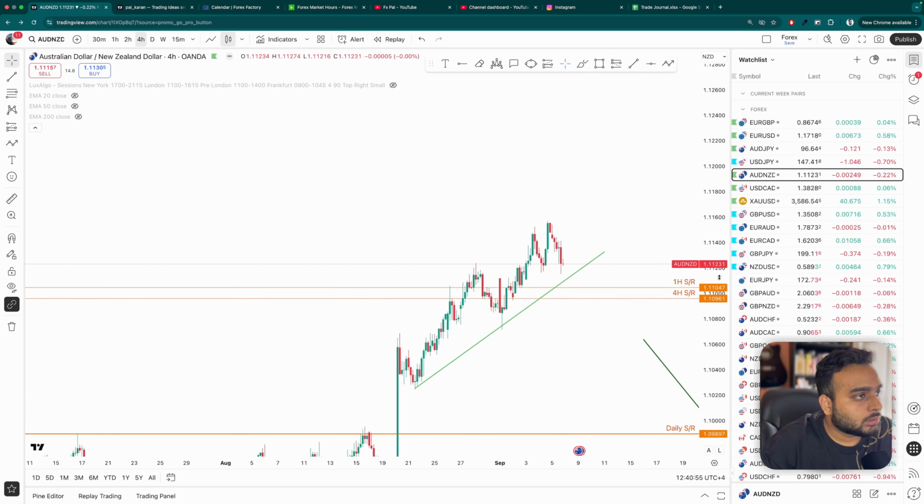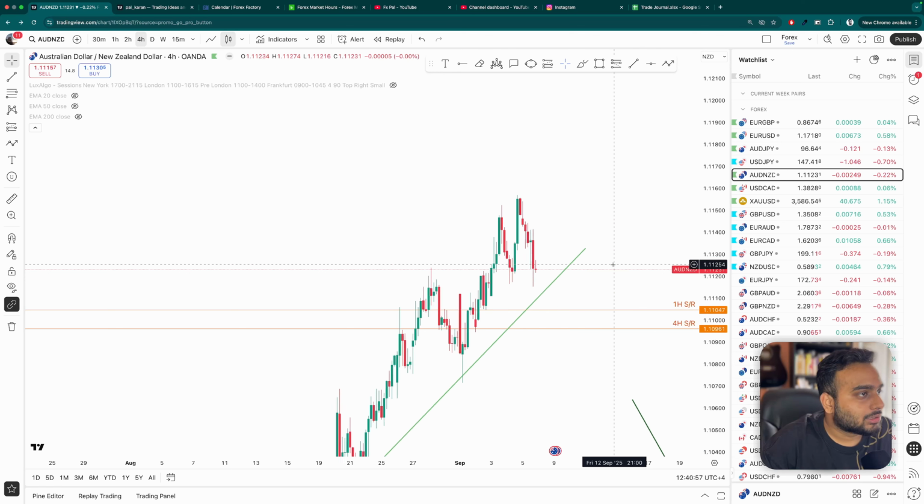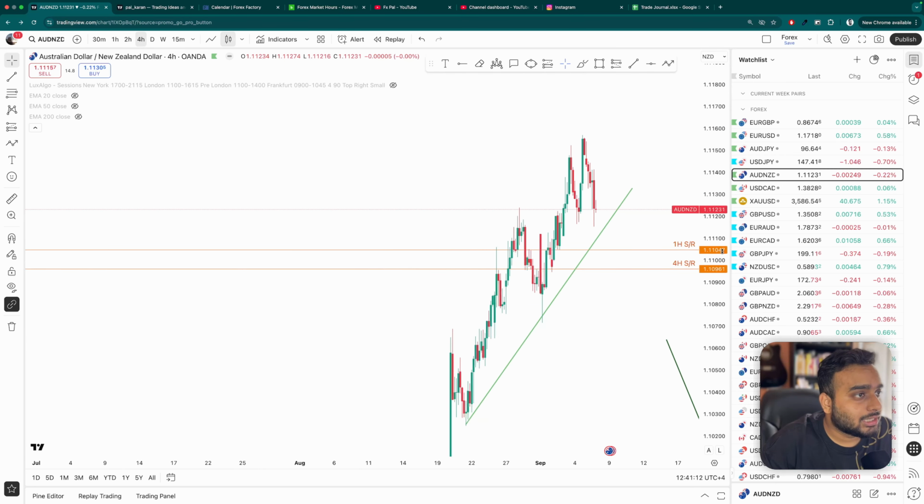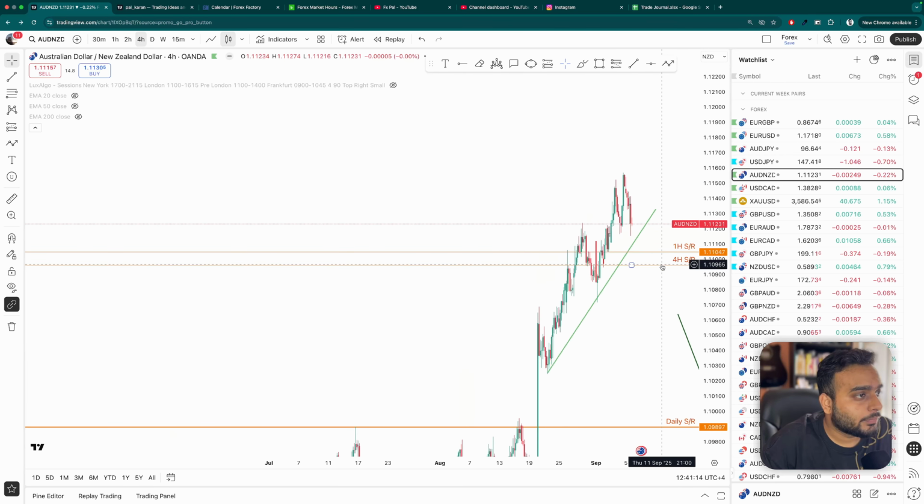So it might do this again. Maybe it might create a shoulder. So this is one shoulder, this is the head. It might create another shoulder and then just push down. So we'll have to see how it happens, but these are some possible trades I can look for.